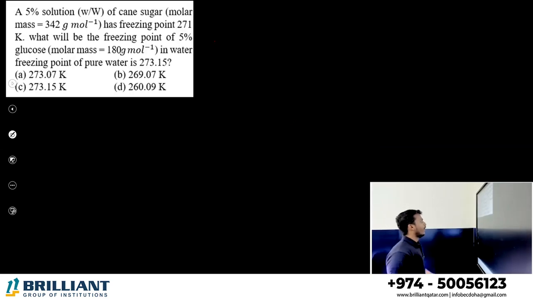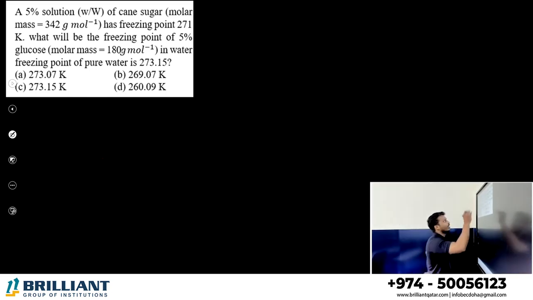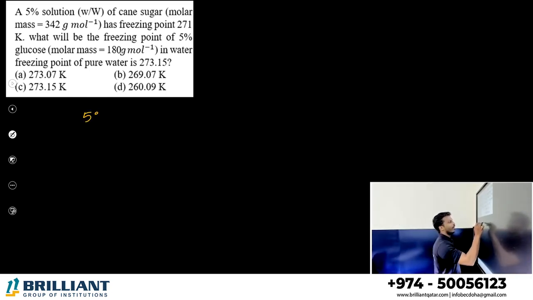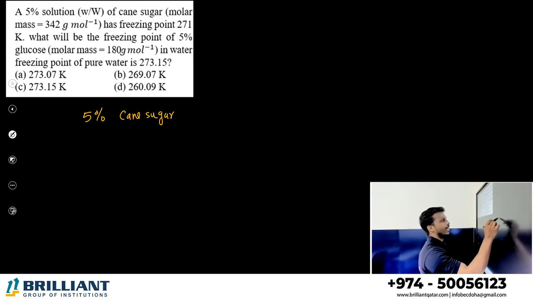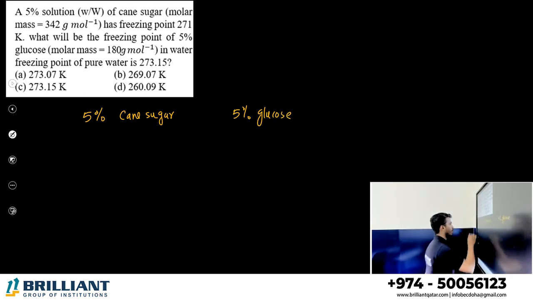Next. A 5% solution of cane sugar has freezing point 271. What will be the freezing point of 5% glucose solution? We want to compare the freezing points of two solutions. Okay, what is the first solution? We have 5% cane sugar. What is the next solution? It is again a 5% glucose solution. Okay, glucose solution. What is the data they have further given? You know what is the meaning of 5% cane sugar?